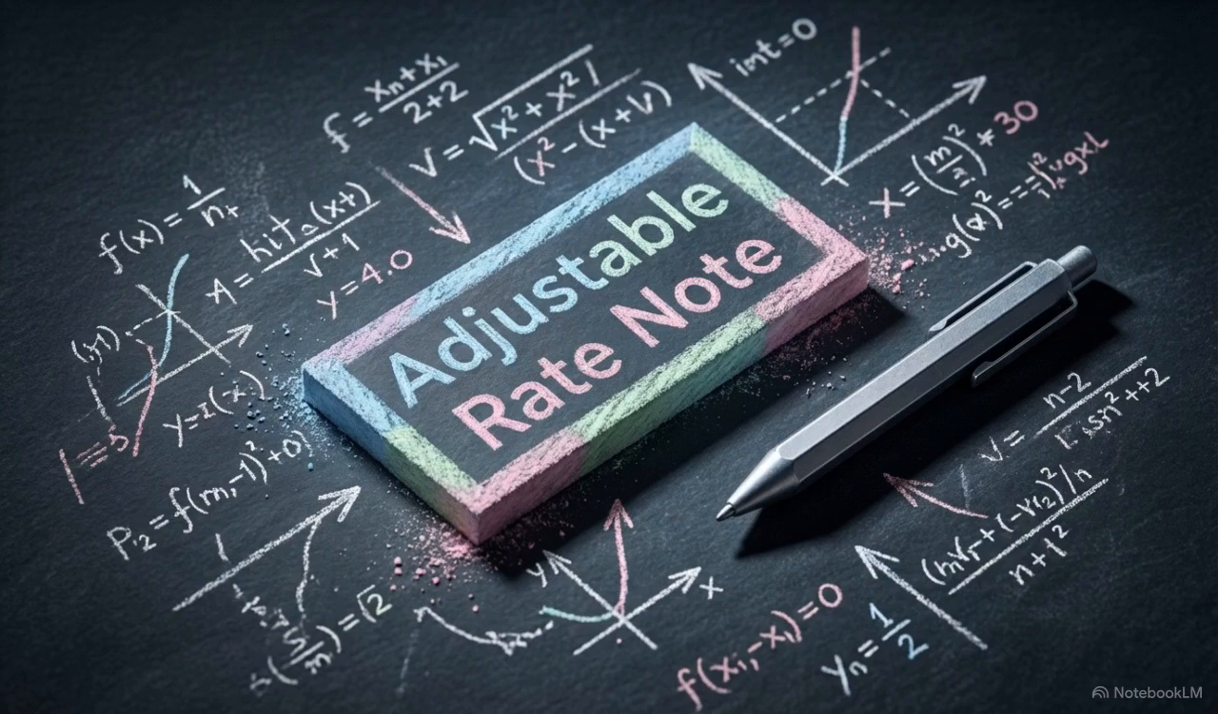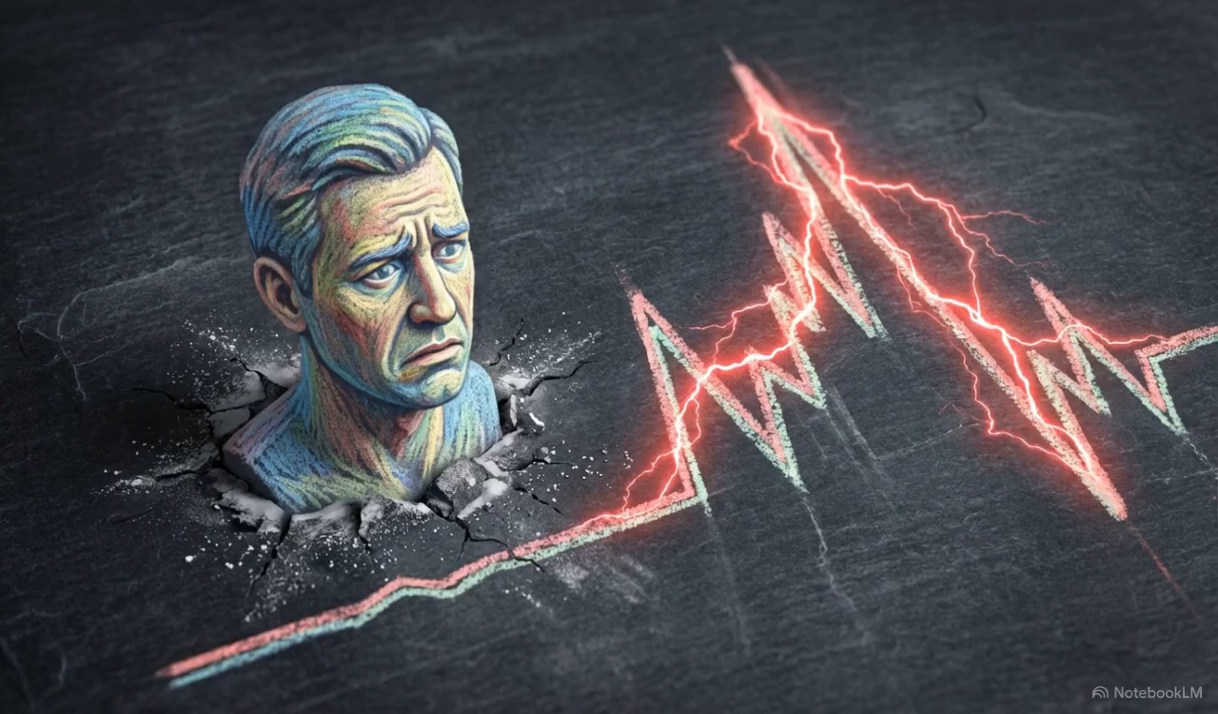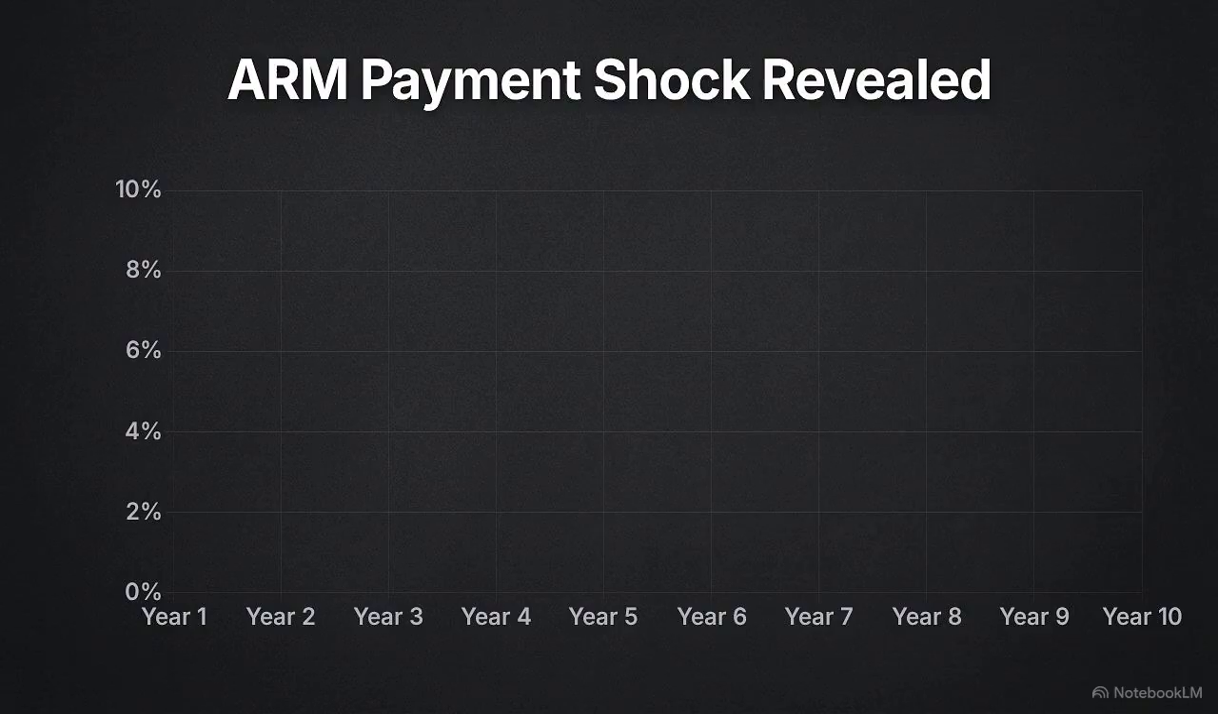An adjustable rate mortgage, or ARM, approaches risk differently. It offers a lower initial introductory rate precisely because the borrower agrees to take on the market risk once that period ends. This graph tracks how an ARM calculates its future cost.